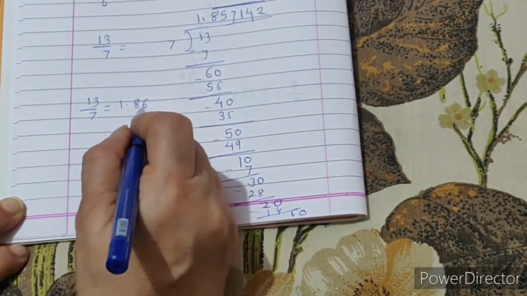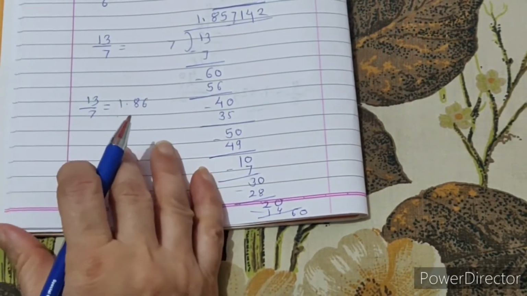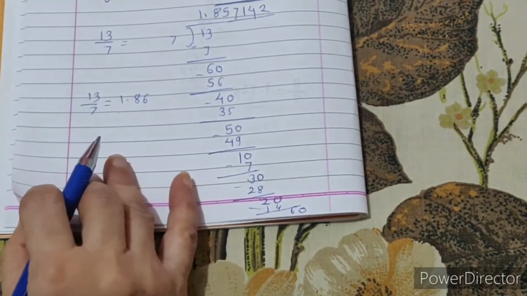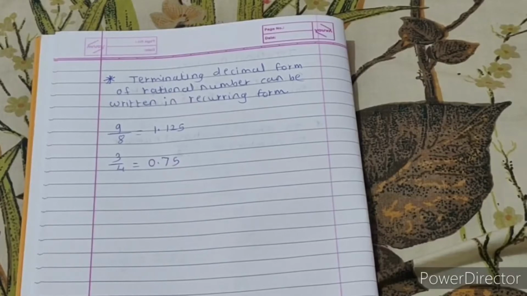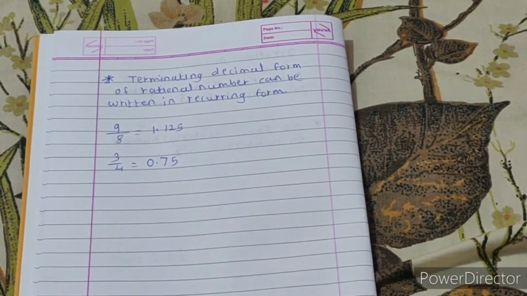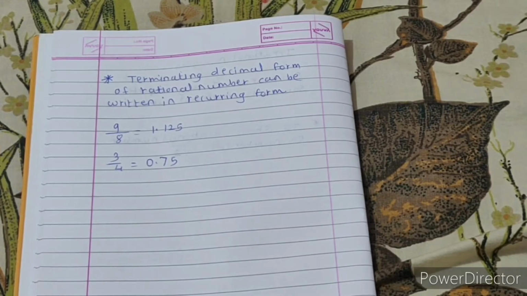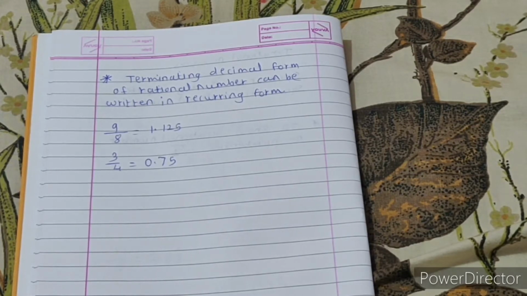Okay, so this is up to 2 decimal points. This is about showing rational numbers in decimal form. We have studied that rational numbers can be written in decimal form. It may be terminating or non-terminating. In non-terminating, we have studied that either a single number or a group of numbers can be recurring. They occur again and again.